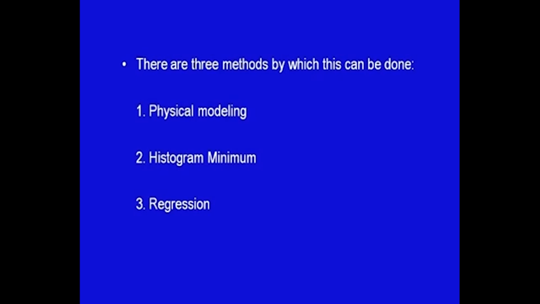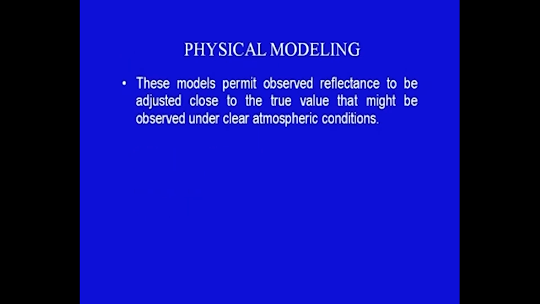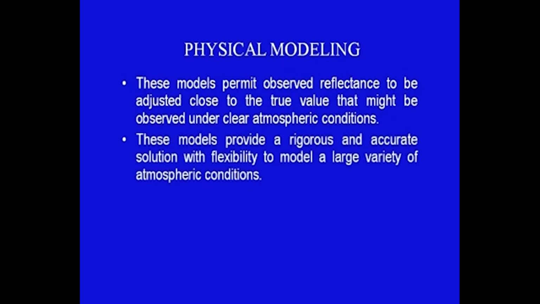Basically, there are three methods by which this can be done. First is physical modeling, second is histogram minimum, and third is regression. So, let us look at physical modeling. Well, these models permit reflectance to be adjusted close to their true value that might be observed under clear atmospheric conditions. These models provide a rigorous and accurate solution with flexibility to model a large variety of atmospheric conditions.